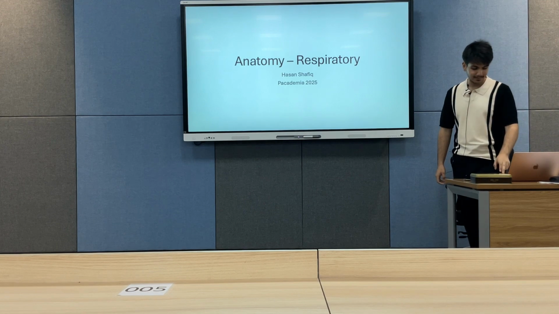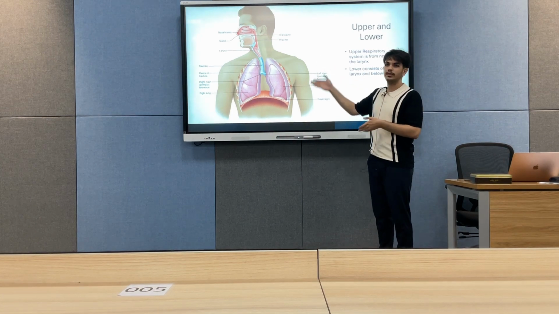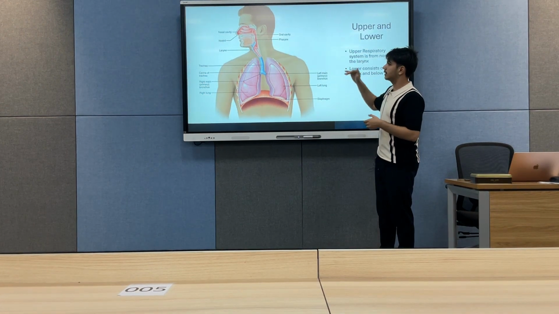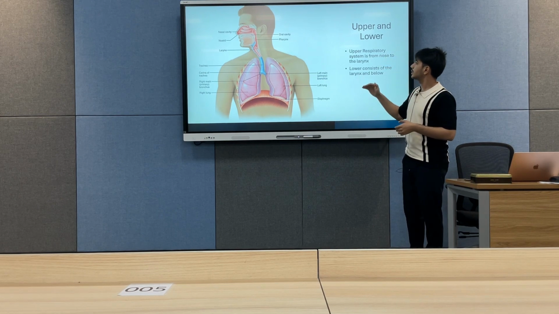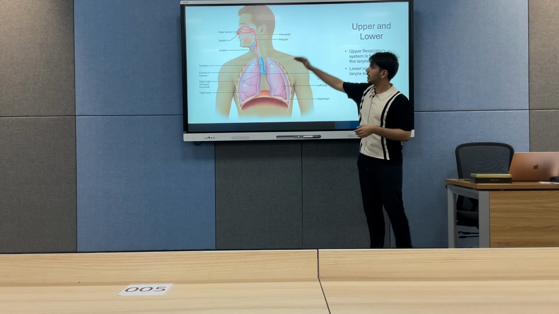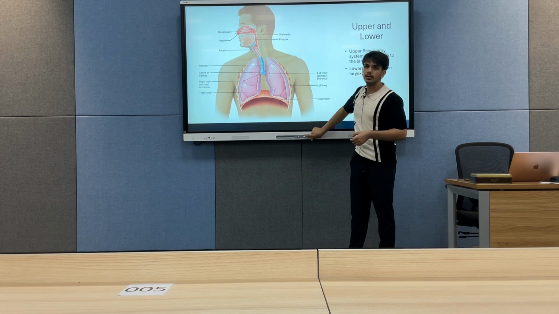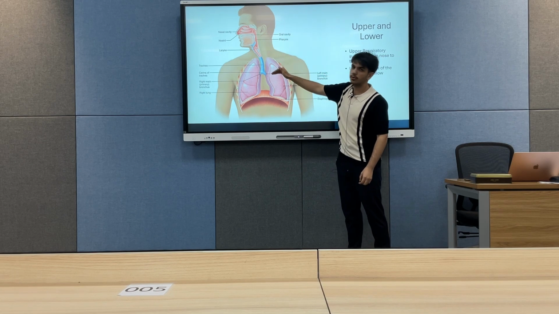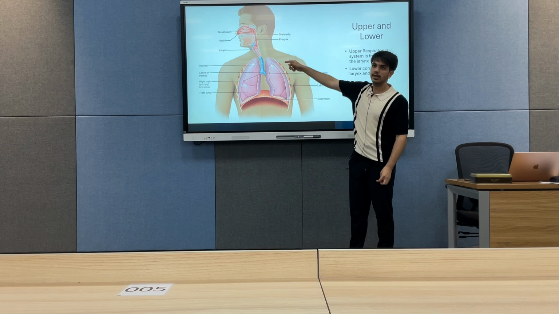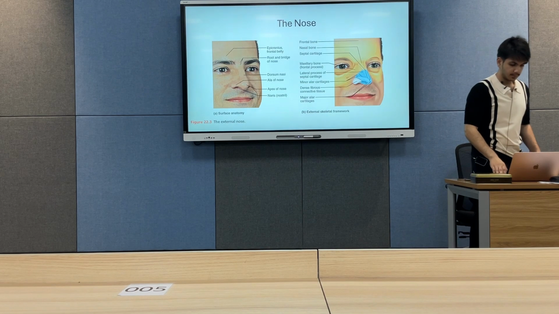Okay, so let's begin. Here are the lungs, and the respiratory system is divided into two parts, upper and lower. The upper respiratory system is from the nose all the way to the larynx, and the larynx and below is called the lower respiratory. So the larynx is included in the lower. Okay, move on to the nose.